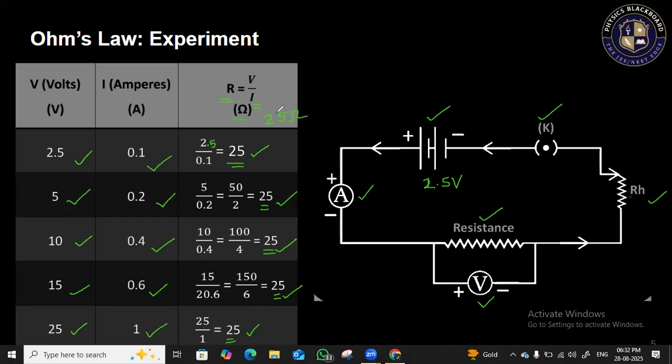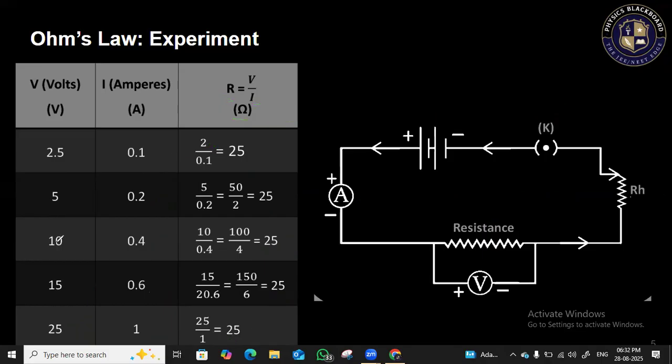So from this activity, we can prove that the resistance of the resistor is constant, whereas by increasing the potential difference, we can see the increase in the current passing through the resistor, right? Yes. So from this activity, we can conclude that current passing through the resistor is directly proportional to the potential difference across it at constant temperature, right?